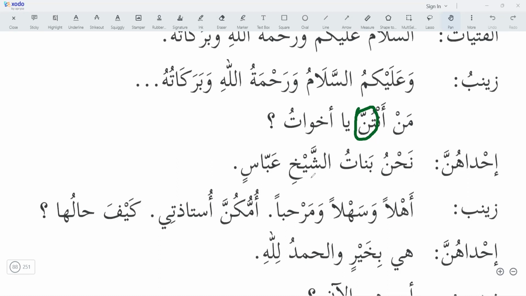Nahnu banatu shaykhi Abbasin. We are the daughters of Professor Abbas. Shaykhi Abbasin, Professor Abbas. We are the daughters of Professor Abbas.